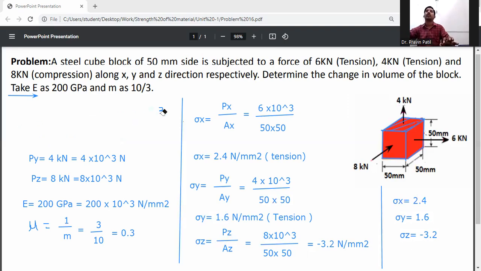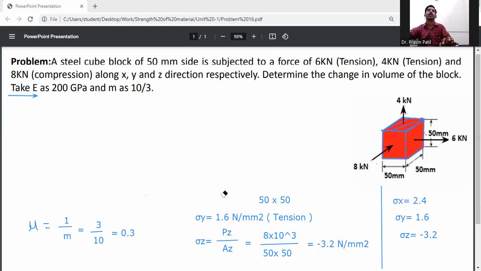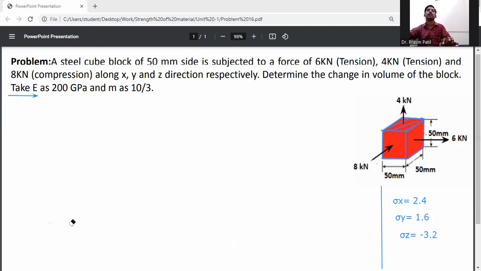So write down. Now calculate strain in x, y, and z direction. First of all, calculate strain in x direction.